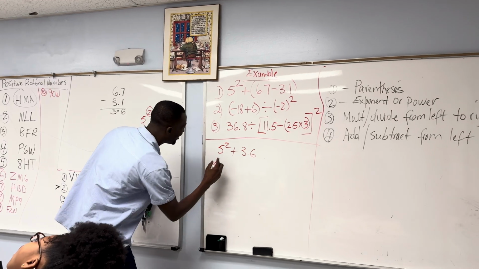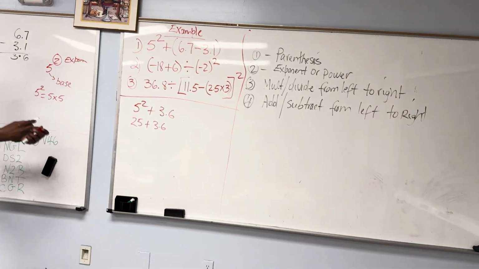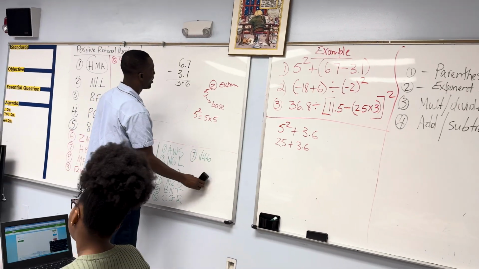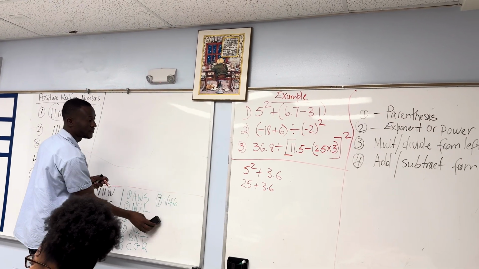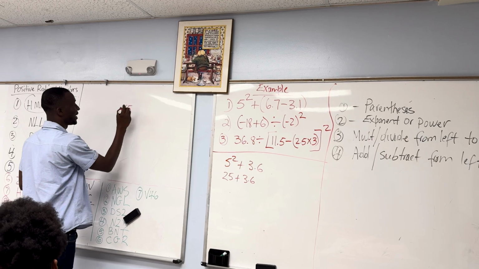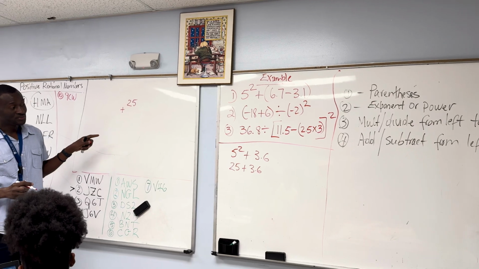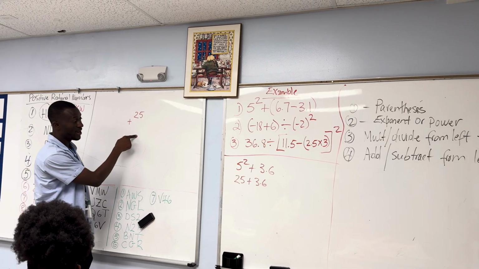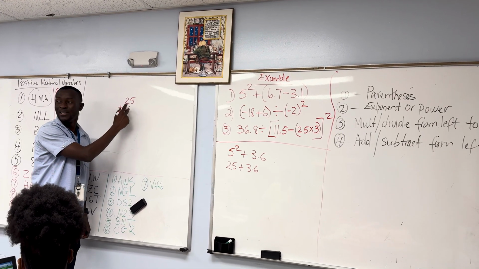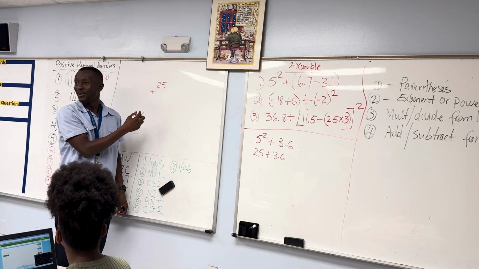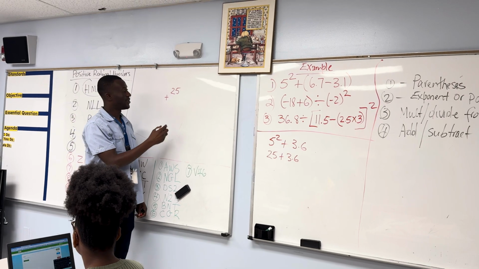Now, we're almost done, right? 25 plus 3.6. So, how do we line this up? Do we put the 3 over there or under the 5? Where does the 3 go? The 3 goes under the 5. Very good.